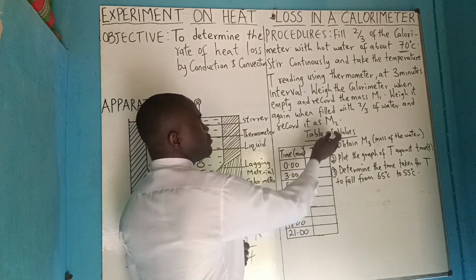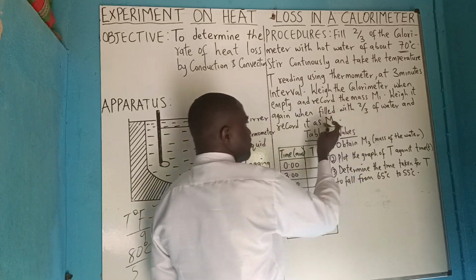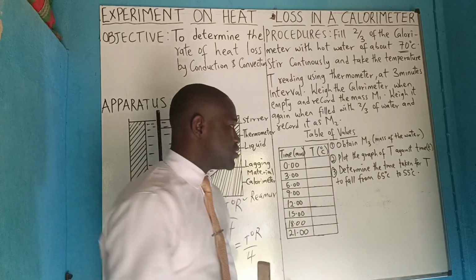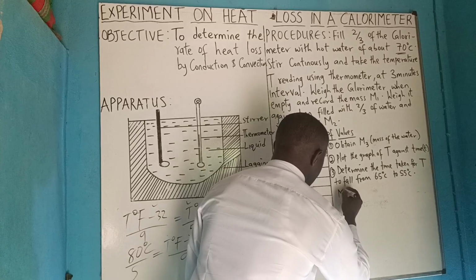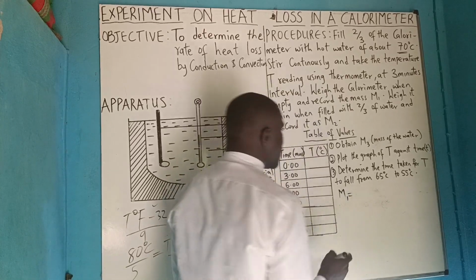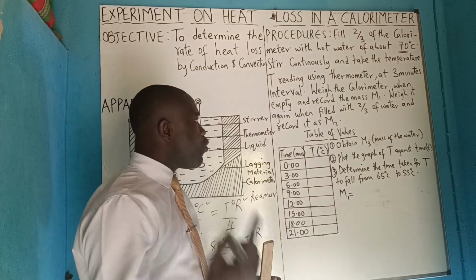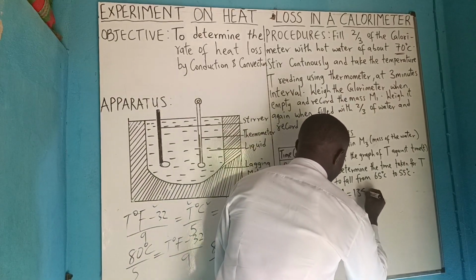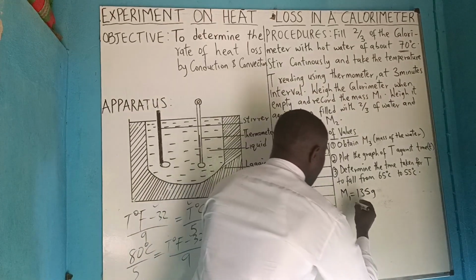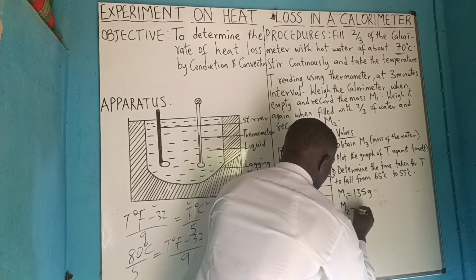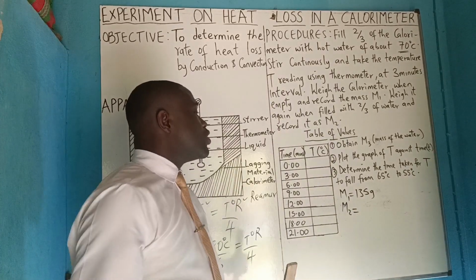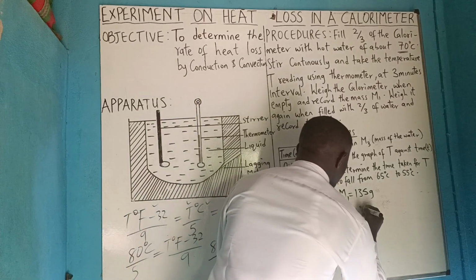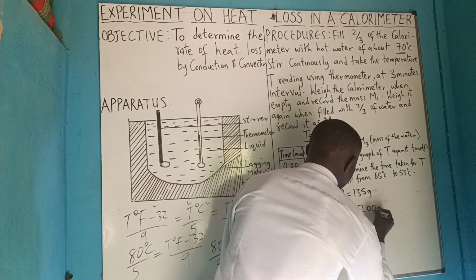So this one, weighing M1 and M2, you have to do it. You weigh M1. M1 means when it has no water, when it is empty. Let's say we have 135 grams. Then M2, when it has water, you weigh it. Let's say we have 200 grams.